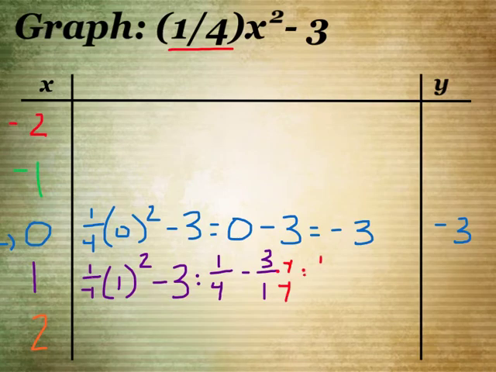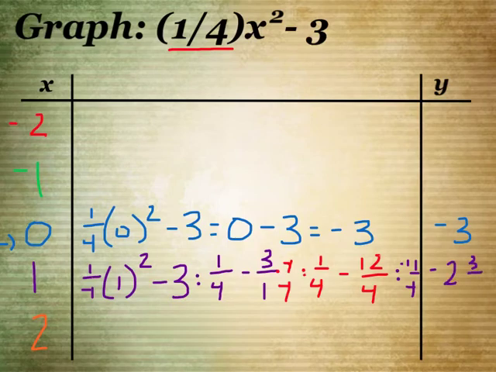And that gives us the new equation, 1/4 minus 12/4. And we will get -11/4. Now, -11/4 written as a mixed number would be -2 3/4. Okay, I always want to do that so I know right about where I'm going to graph it. I'm going to graph it in between -2 and -3.